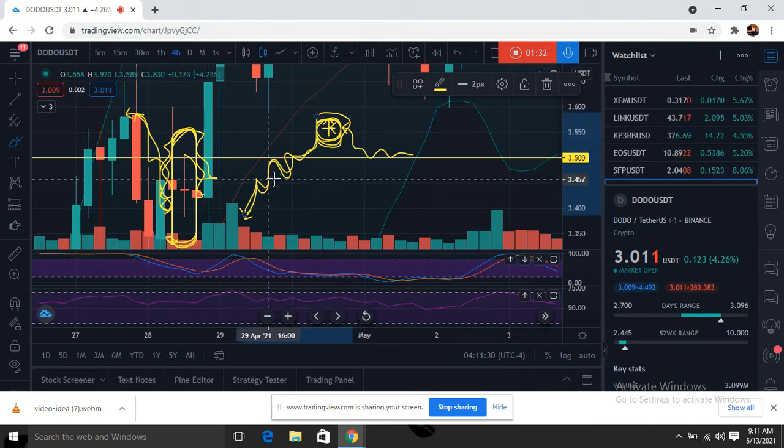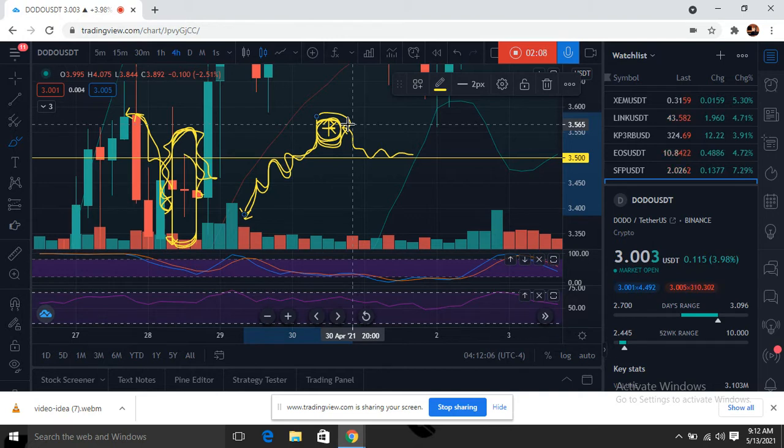When the doji forms in an uptrend, it's telling you that the market could possibly go down for a little correction. And when you see the market coming down and you see a doji, it's telling you that the market could possibly start going up, a change in trend. So when it comes to doji, these are the two types you could see in the market. If it forms in a downtrend, the market could start going up, and if it forms in an uptrend, the market could start going down.